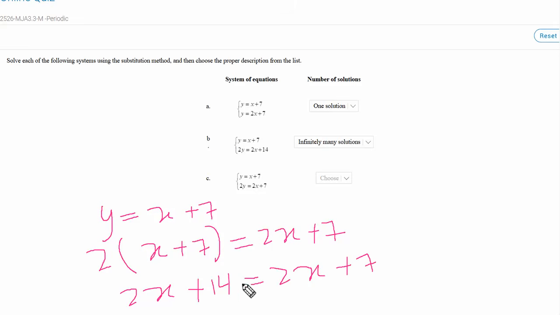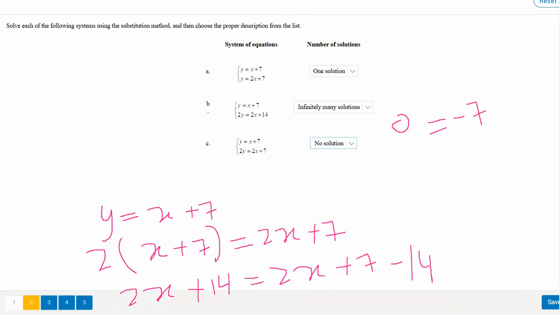What do you get here? 2x minus 2x is 0. And then the 14, if I bring 14 here, I'll get minus 7. Now, can 0 ever be equal to minus 7? No, so there is no solution. Remember, we also did these kinds of questions in grade 6 as well. So let's go to the next question.